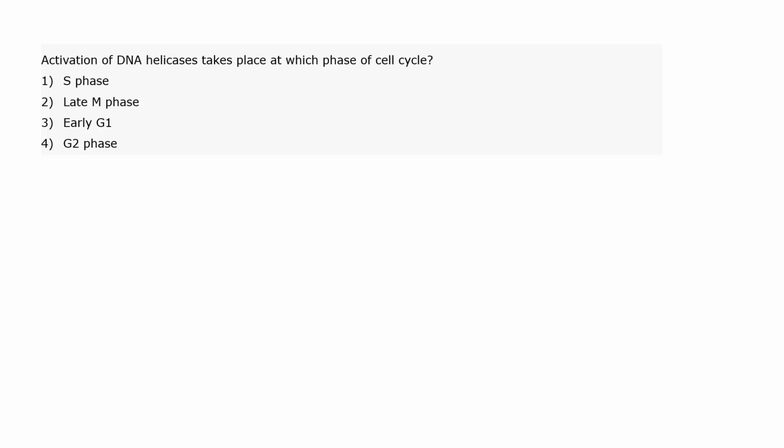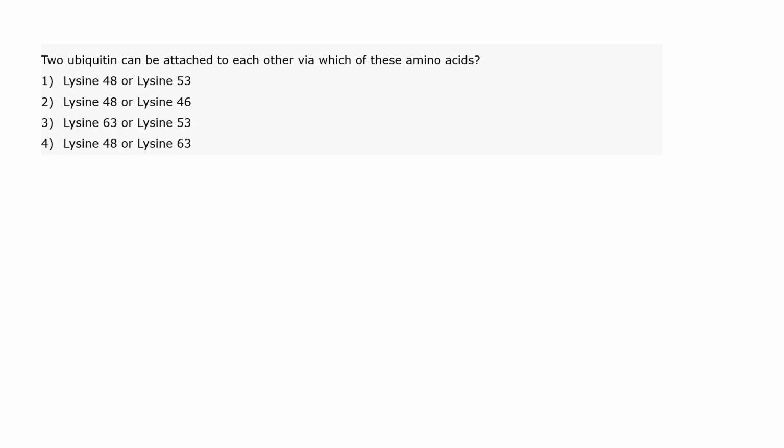Okay, so I think I'm clear. I will move on to the next question. Two ubiquitin in a polyubiquitin tag can be attached to each other via which of these amino acid interactions? Lysine 48 or lysine 53, lysine 48 or lysine 46, lysine 63 or lysine 53, lysine 48 or lysine 63.